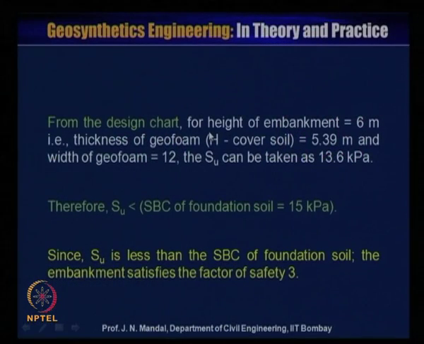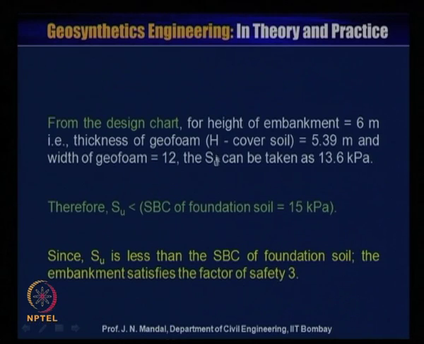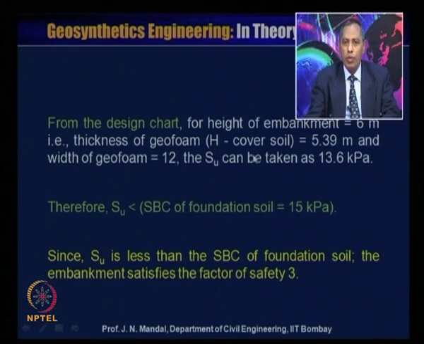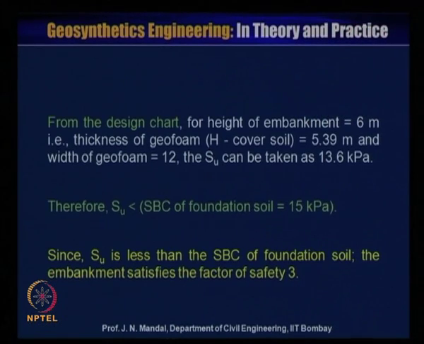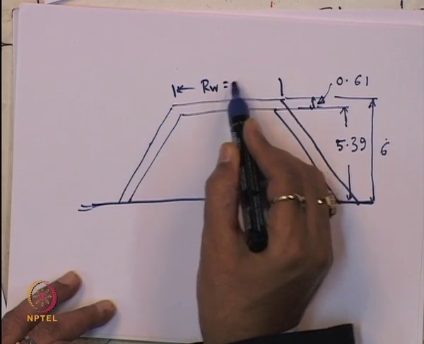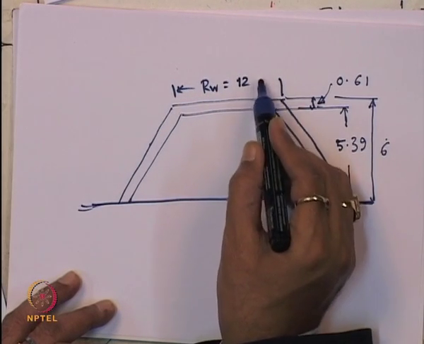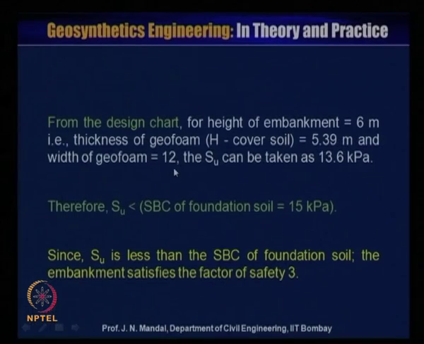I can give you one small example for this design chart. The height of the embankment is 6 meter and the thickness of the geofoam, that total is 6 minus the covered soil I showed you, 0.61. So, 6 minus 0.61 is equal to 5.39 meter, and the width of the geofoam. This is what we call RW. RW is equal to 12. And Su can be taken as 13.6 kilopascal.